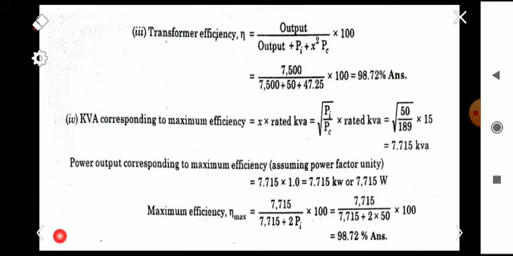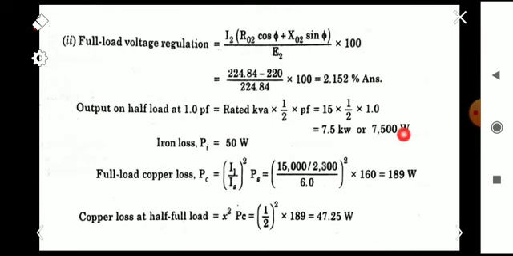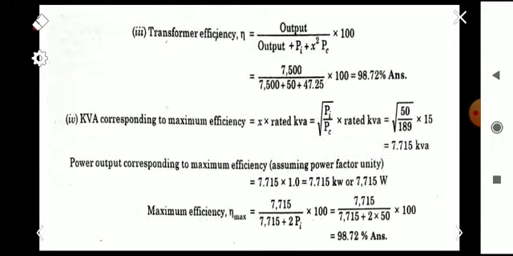Output we obtain is 7500, and Pi is 50 watt, and PC corresponding to half the rated load is 47.25. Okay, so substitute those values and we will obtain the efficiency as 98.72%. So that is the third case.